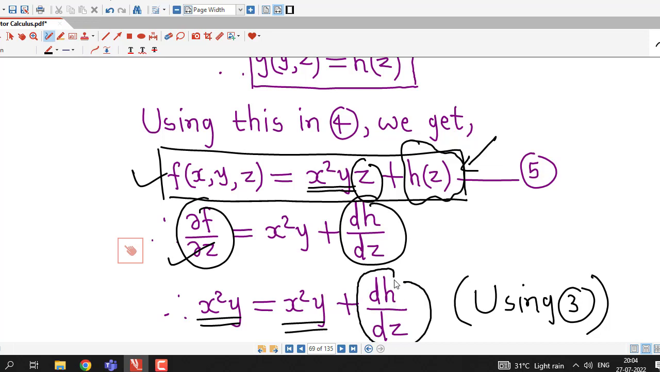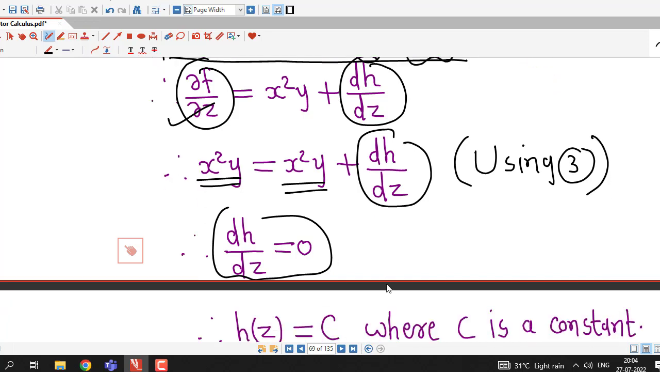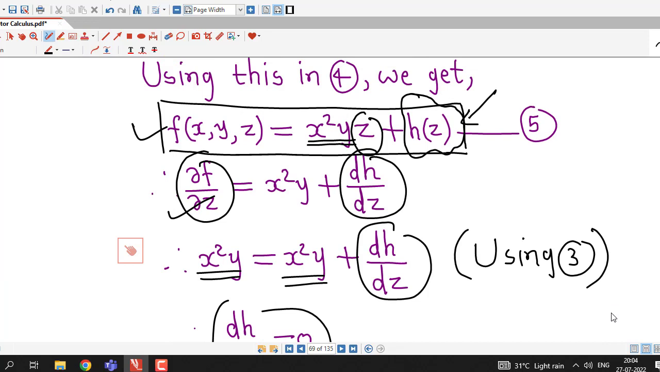Therefore dh by dz will be equal to x square y minus x square y, that is 0, and this h is function of z only, whose derivative with respect to z is 0. Therefore h must be a constant function. Therefore h of z equal to c, where c is a constant. So finally we have obtained value of h also.